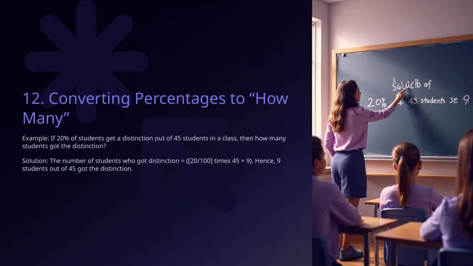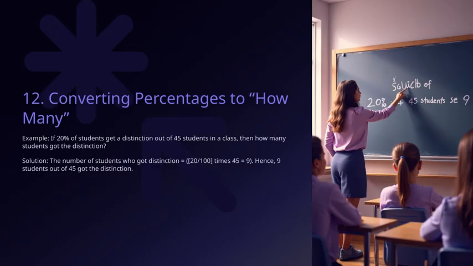Let's look at how to convert percentages into actual numbers. For example, suppose 20% of students in a class of 45 students received a distinction. The question is, how many students actually got the distinction? To solve this, we take the percentage, 20%, and convert it into a decimal by dividing by 100. So, 20 divided by 100 equals 0.2. Then we multiply this decimal by the total number of students, which is 45. That gives us 0.2 times 45, which equals 9. So in this case, 9 students out of the 45 received a distinction.